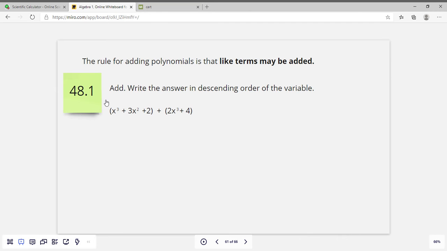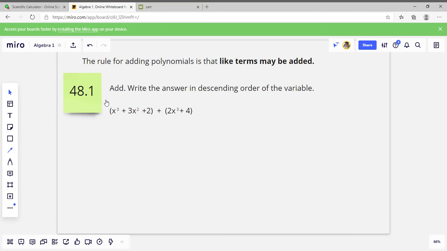The rule for adding polynomials. The rule for adding polynomials is that like terms may be added. So when we add, we're just going to add like terms. On here we have x to the third, and on this one we have an x to the third. So we can add those together. 1x to the third and 2x to the third would be 3x to the third.